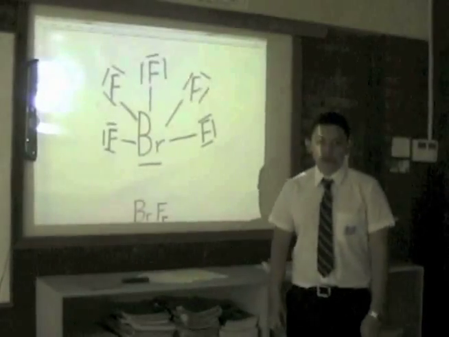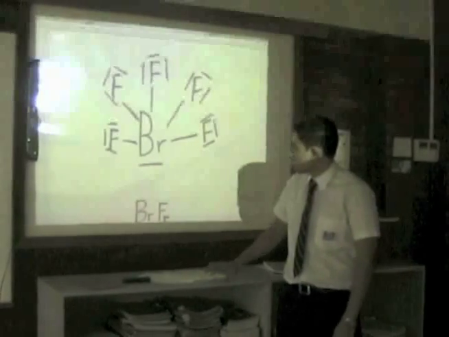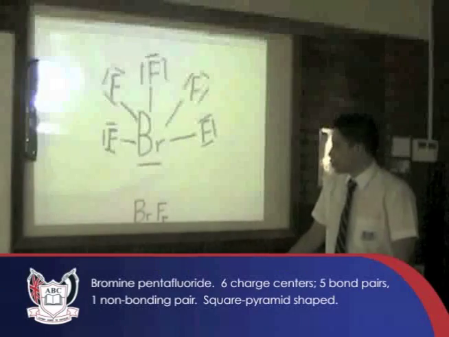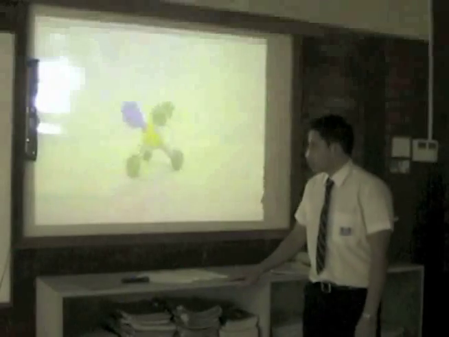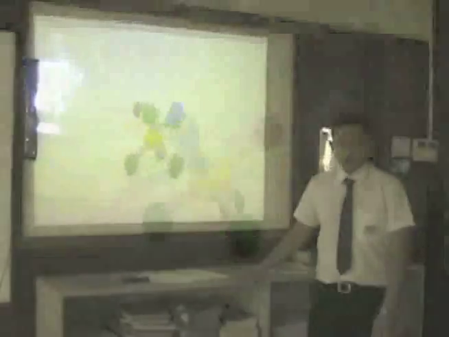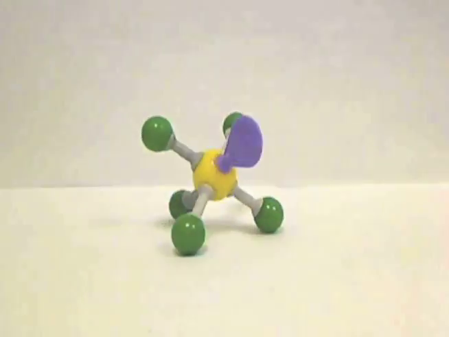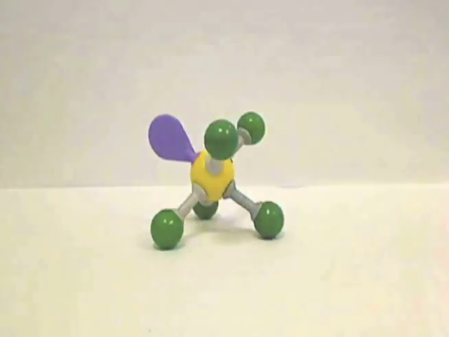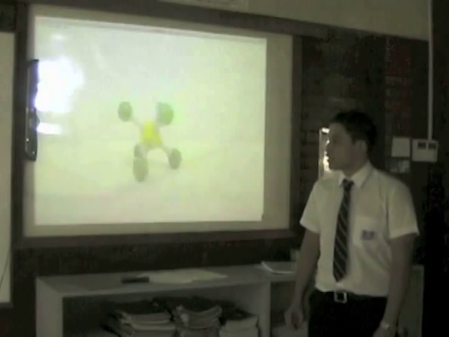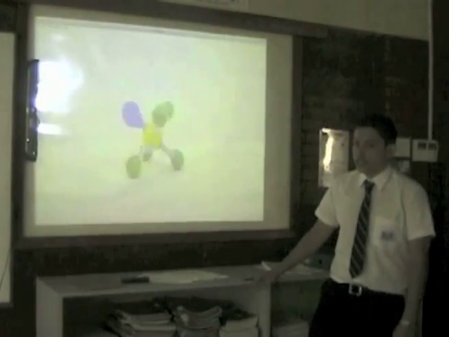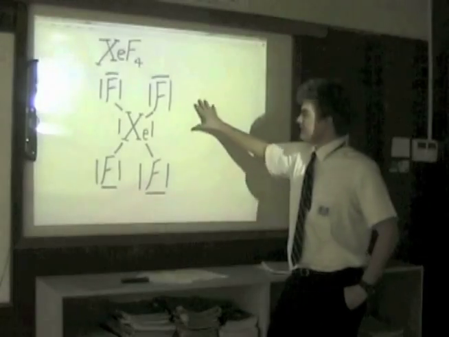My molecule is bromine pentafluoride. Bromine pentafluoride has a total of 6 charge centers, 5 bonding pairs and 1 non-bonding pair. The shape of the charge centers would be octahedral, but because of the non-bonding pair, it has a square pyramid shape, but still it remains with angles of about 90 degrees. Parts of the molecule are a bit less than 90 degrees because of the non-bonding pair, and the molecule is d2sp3 hybridized.